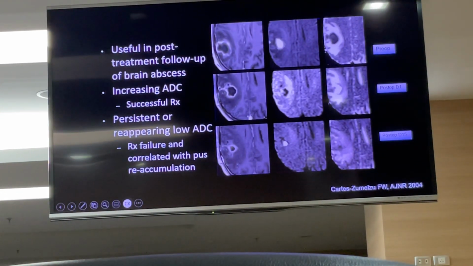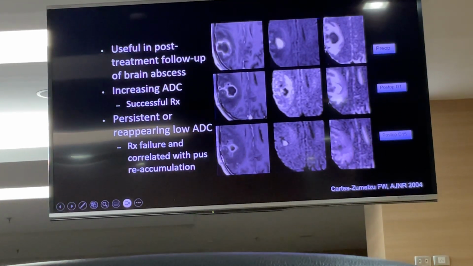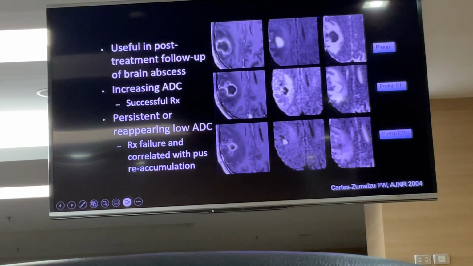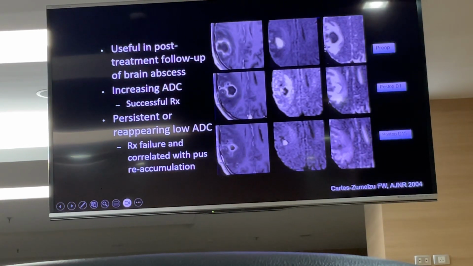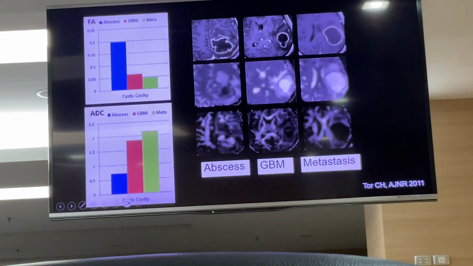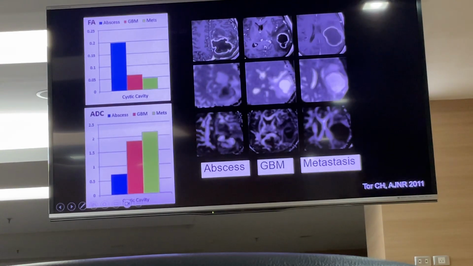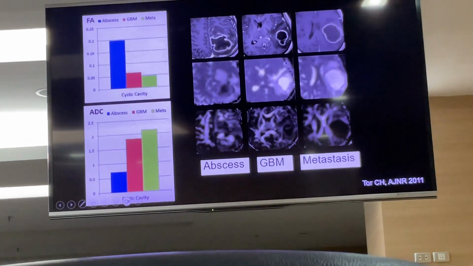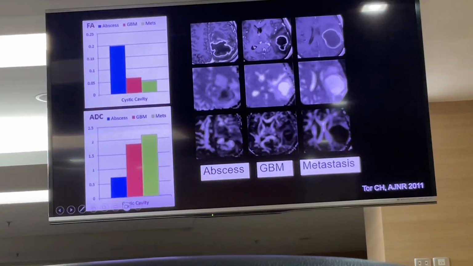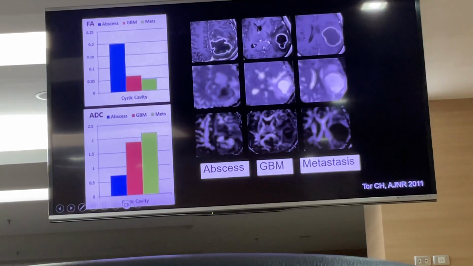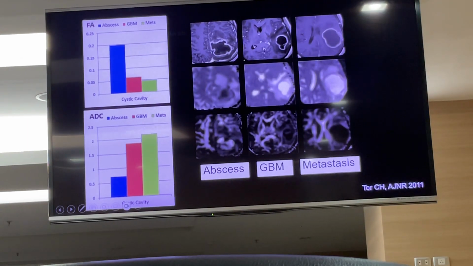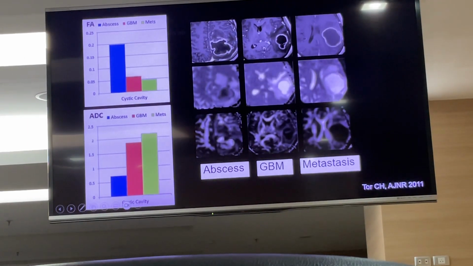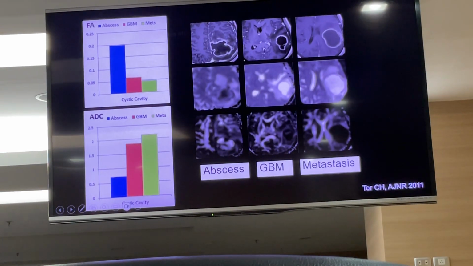But if the ADC has a reappearing of low value, you have to look at the patient. Maybe the patient has recurrence of the abscess. Other than that, you can see FA. If you calculate the FA map over this patient with abscess, you can see higher FA over the cavity of the abscess, but not seen over a tumor like glioblastoma or metastasis. It has a different mechanism.